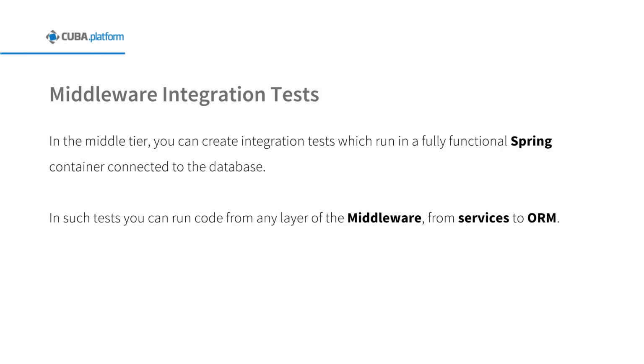In the middle tier you can create integration tests which run in a fully functional Spring container connected to the database. In such tests you can run code from any layer of the middleware, from services to ORM. By default, when you create a project you already have a simple integration test. Let's overview it.